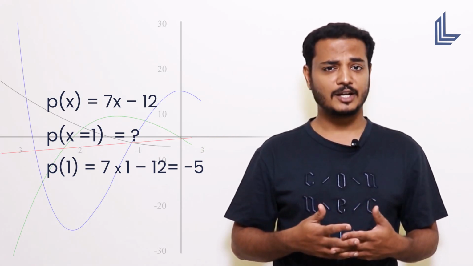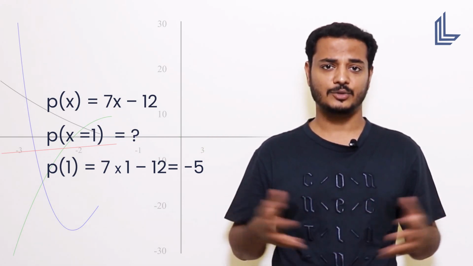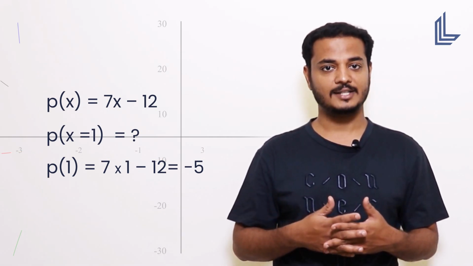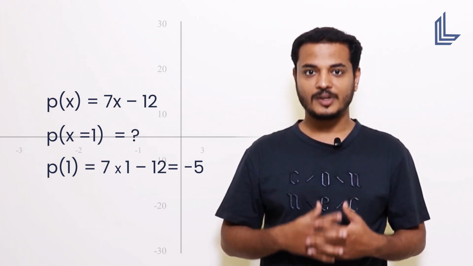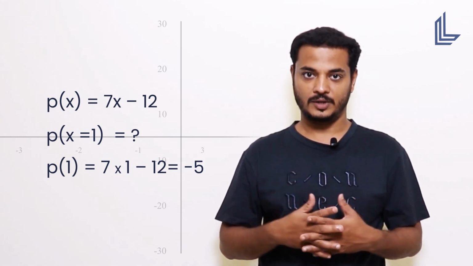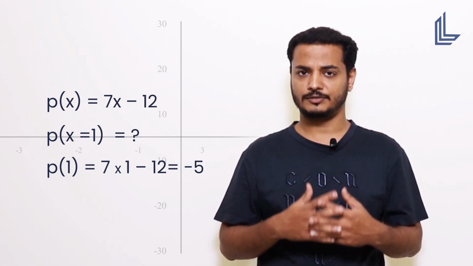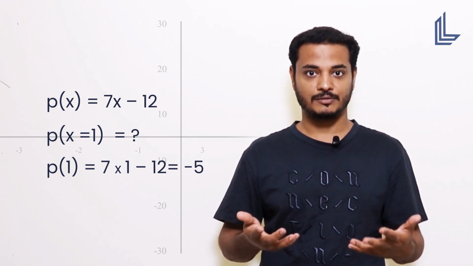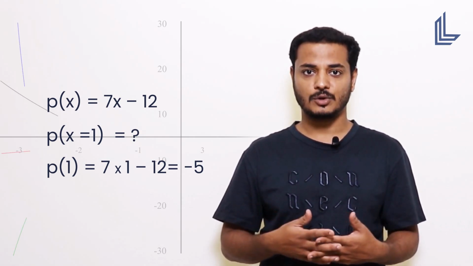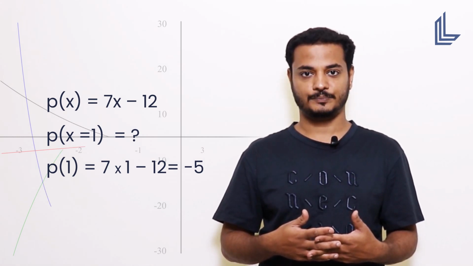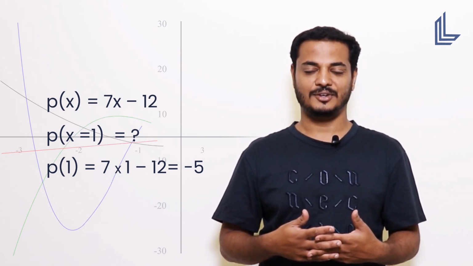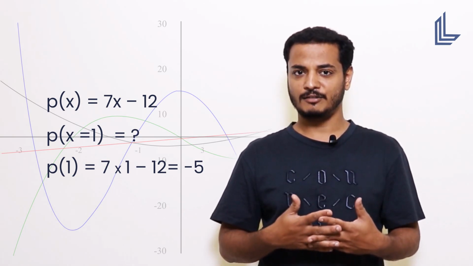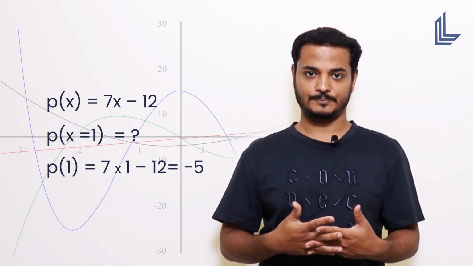Similarly, you can find the value of this polynomial at any value of x. You just need to substitute that particular value of x in this expression. Now, the question I really want you to think over is, how do you find 0 of this polynomial? We can of course try out different values of x and see for what values of x we are getting p of x as 0. But that's not a systematic way of finding the 0 of a polynomial. Let's now look at a methodical way of finding the 0 of a polynomial.